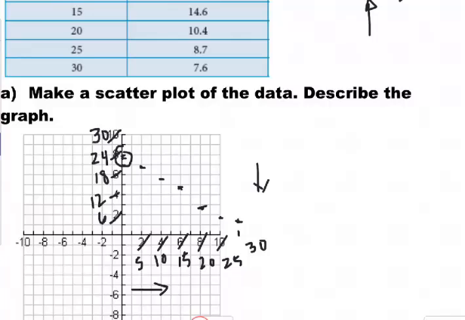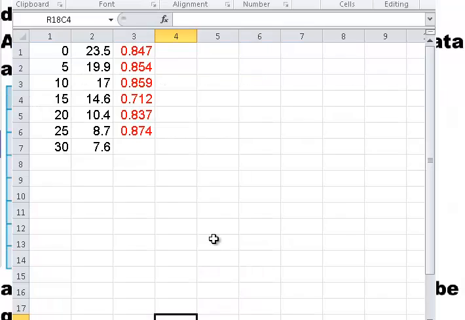Now, the other way that we can see if it's really an exponential one is we can find the ratio and we can see if the ratios are almost constant. To find the ratios, as you can see here, I'm using Excel. This column represents the number of swings. This one represents the maximum height, the maximum distance.